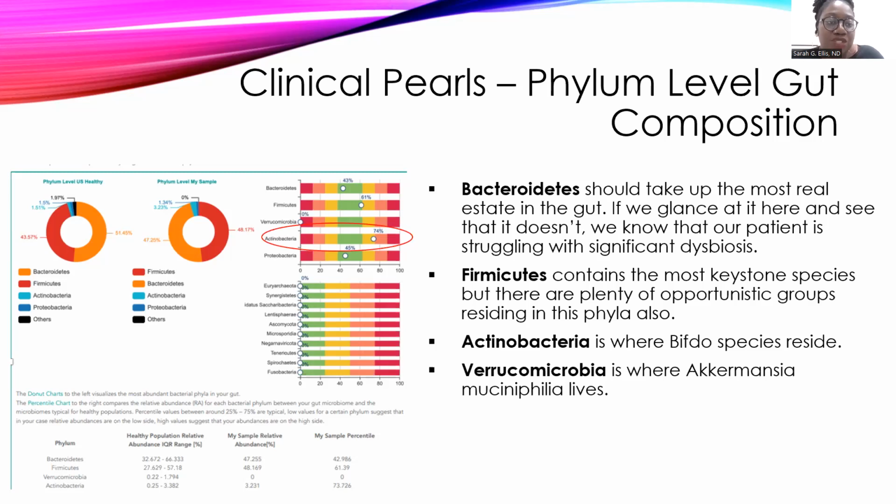Verrucomicrobia, as you can see here, this is where Akkermansia muciniphila lives. Akkermansia is one of our favorite keystone species that works really hard at rebuilding the mucin layer.